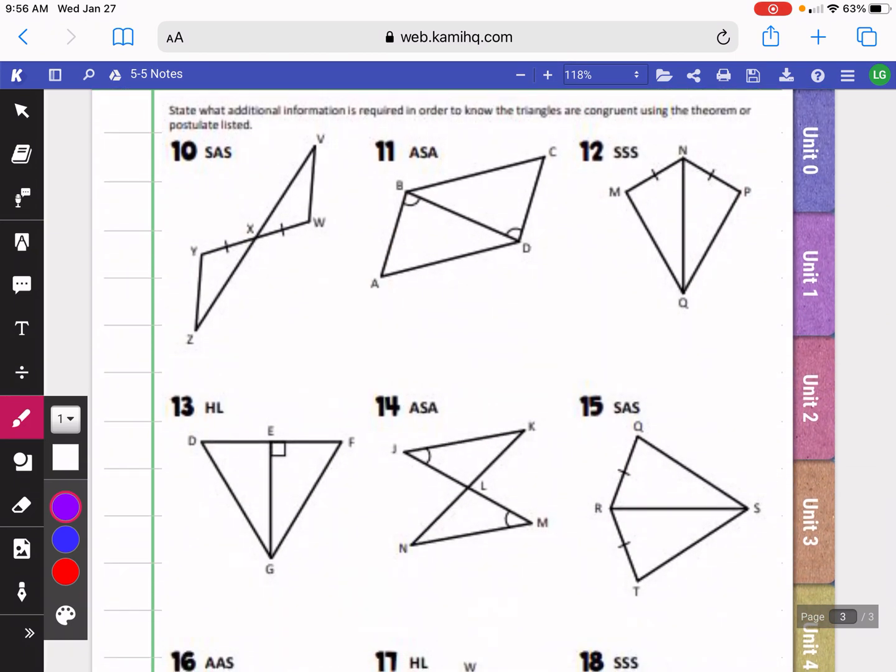In this next section, we're going to be doing the opposite. So that we already know that our triangles are congruent, we're going to say what other information would have to be given to know that this is true. So for example, in question 10, it wants us to use SAS, side, angle, side. So here we have a side. Here we have vertical angles. So to complete side, angle, side, these two sides would also have to be congruent. So we can write a statement about that. So I could say that side XZ or ZX needs to be congruent to side XV or side VX.